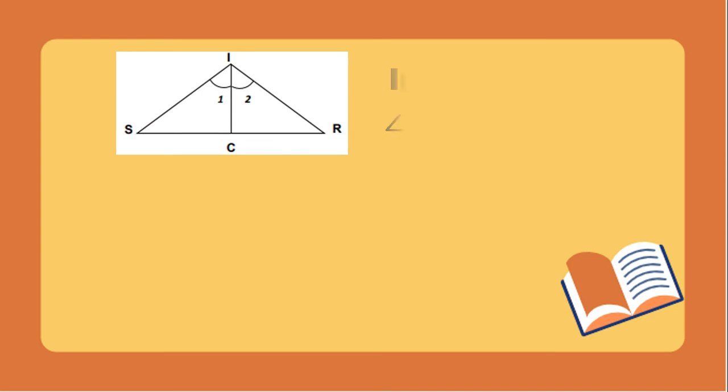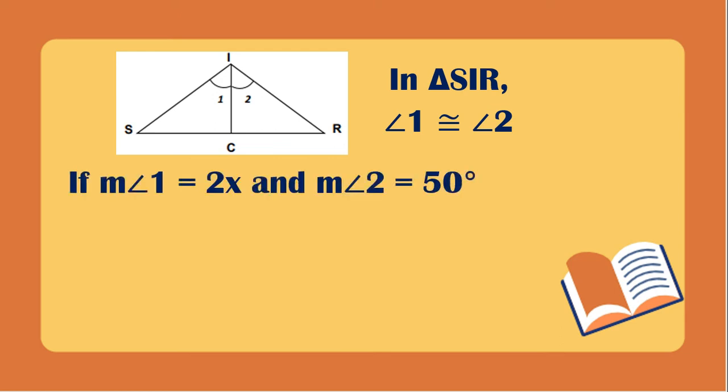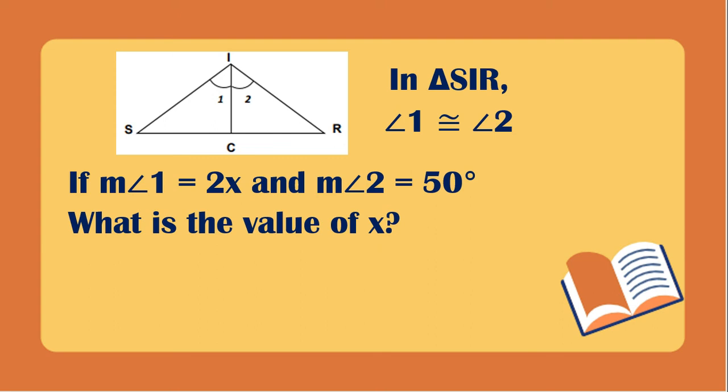How about this one? In triangle SIR, angle 1 is congruent to angle 2. If angle 1 is 2x and angle 2 is 50 degrees, what is the value of x? So we already know that angle 1 is congruent to angle 2, so we will just equate them. We have angle 1, which is 2x, equals angle 2, which is 50 degrees. Then we need to divide both sides by 2 to get the value of x. 2x divided by 2 is x, and 50 degrees divided by 2 is 25 degrees. So the value of x is 25 degrees.